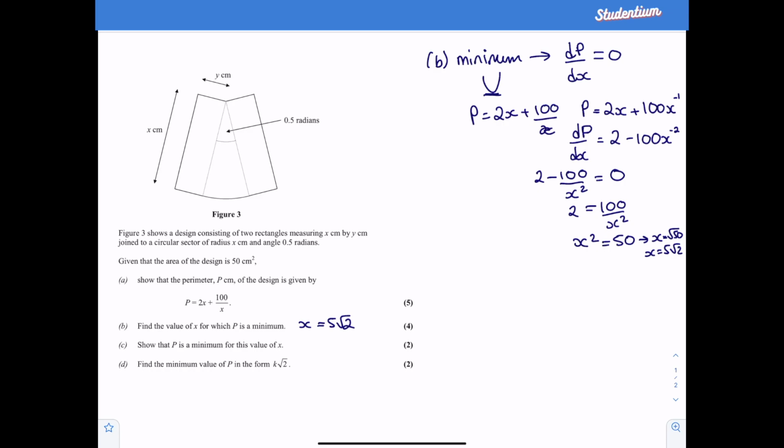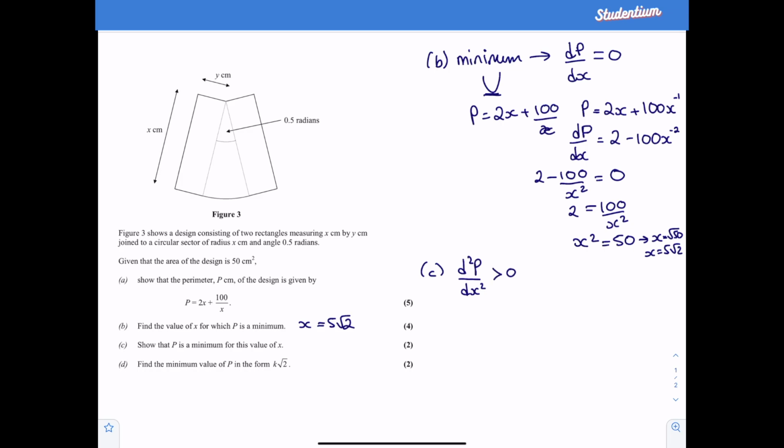So for C, we want to show that p is a minimum for this value of x. So we've found out where the minimum is, but now we want to show actually that p is a minimum for this value. And so to do that, we need to remember, if we ever want to show that something is a minimum or a maximum, we need to do the double derivative. And when we're looking at it being a minimum, that is when we substitute x into our double differential equation. And if we get a positive value, then it is a minimum.